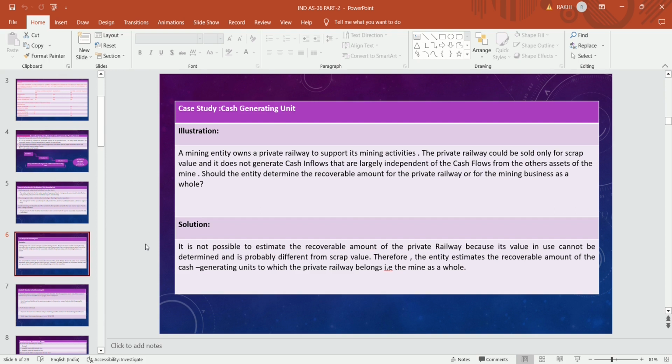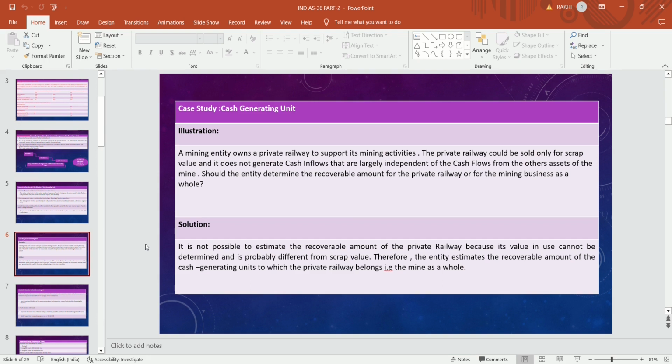Should the entity determine the recoverable amount for the private railway individually or as a whole, as a unit? As a whole, because this railway does not generate cash flow independently. As a whole they work, and there is no separate use of that railway which generates cash flows. So as a whole we can consider it a cash generating unit, but that individual vehicle is not able to generate cash flows.